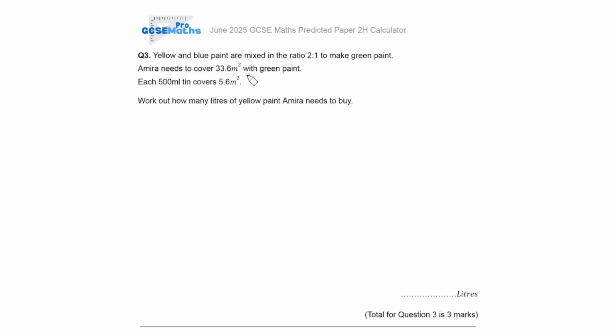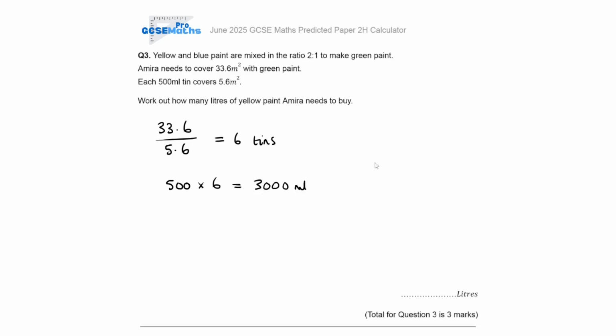So first of all, I'm going to work out how many tins we need. To cover 33.6 meters squared, I can divide that by 5.6 meters squared, which gives me 6. So that is 6 tins of the green paint. Now I'm going to figure out, well, how much actual paint is that? Each tin is 500 milliliters, so that'd be 500 multiplied by 6, which will give you 3,000 milliliters.